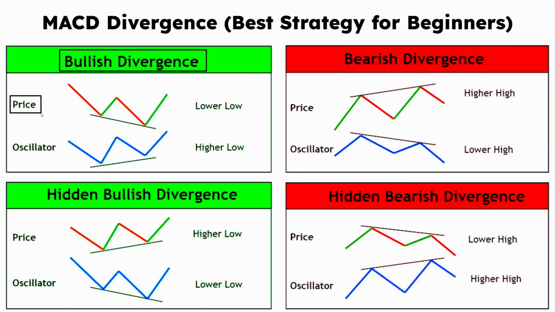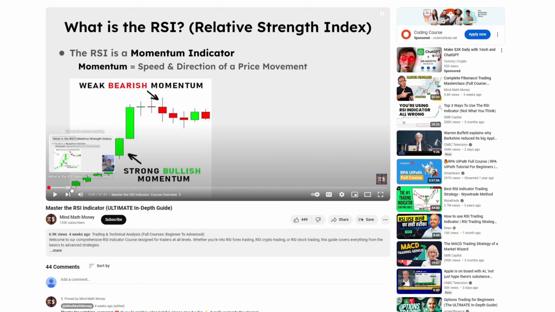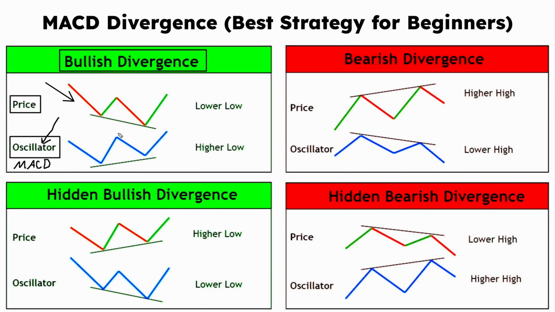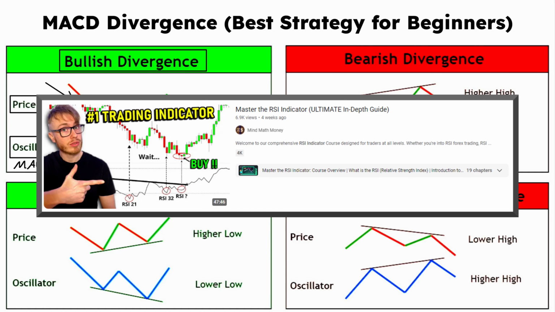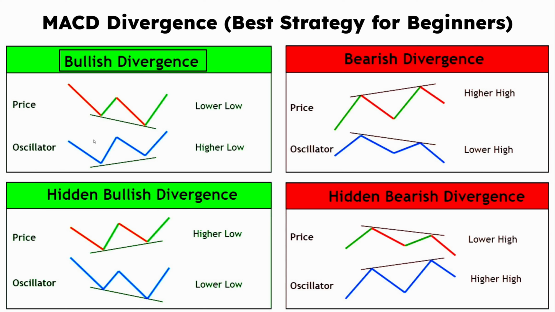As you guys can see, here on the top we have the price. So the top line here is the price, and the lower line here is the oscillator, which in our case is the MACD. And the reason it says oscillator right here is because divergence principles can be applied to other indicators as well. For example, the RSI indicator. And guys, I actually have a full 1 hour long course on the RSI indicator. So if you guys have the time, I highly recommend to watch that video after you have seen this one.